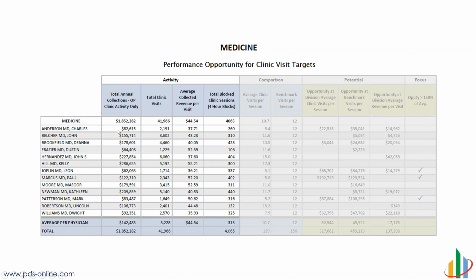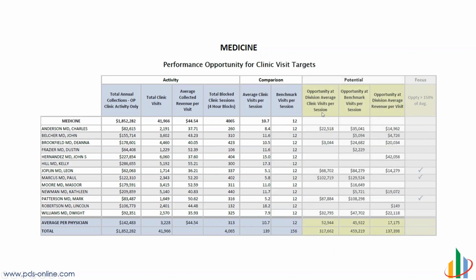we can see their annual collections. We can see their total clinic visits, and then we can very quickly calculate an average revenue per visit. We then also know how many sessions they had blocked and how many appointments per session, so that you can see on average the department had about 10.7 clinic visits per session. Well, if each individual provider who is below that could generate the same level as their peers within the department, all of a sudden you can see there are some financial opportunities that arise.